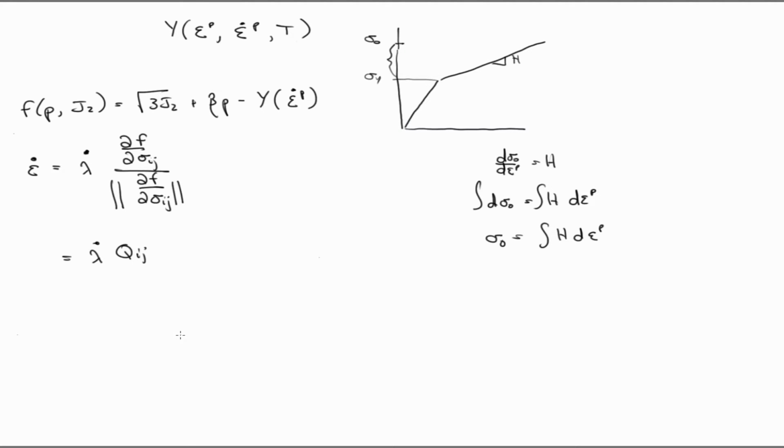So then, now this guy is Sij minus 1/3 delta ij beta. I think it has a square root of 3/2, because it was like 3J2, and the f was like the square root of 3J2. Square root of 3/2.